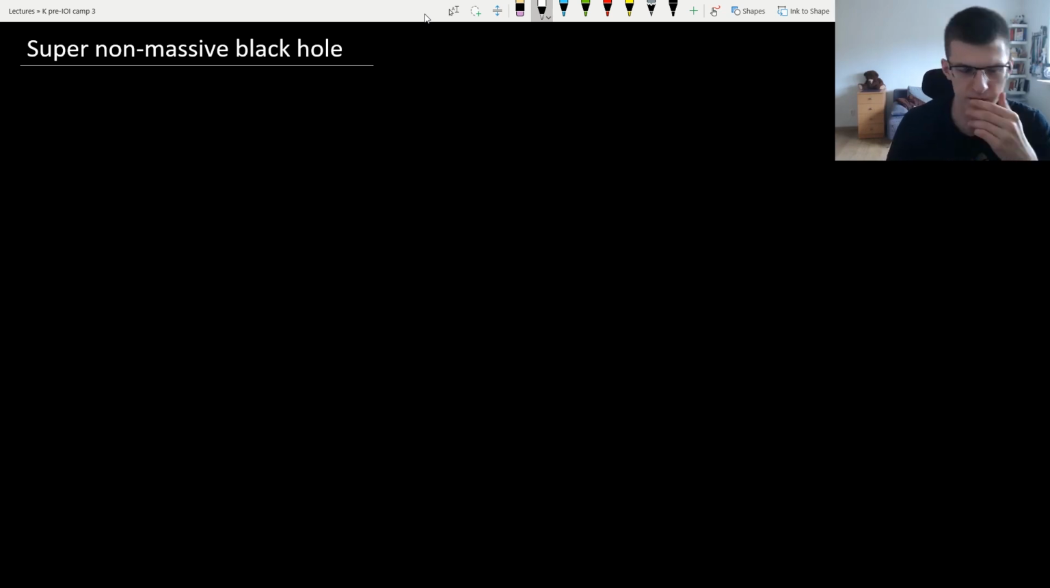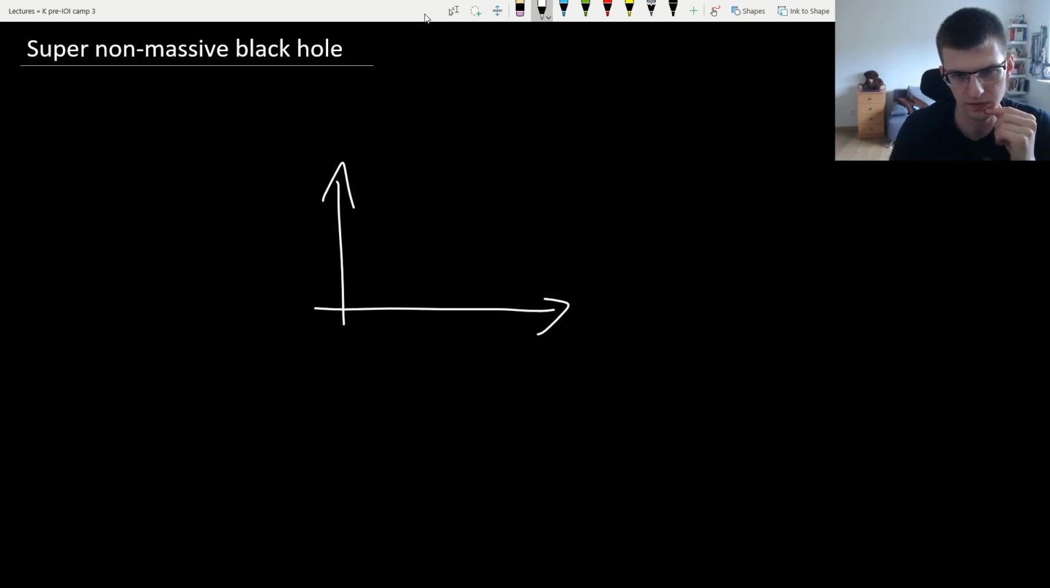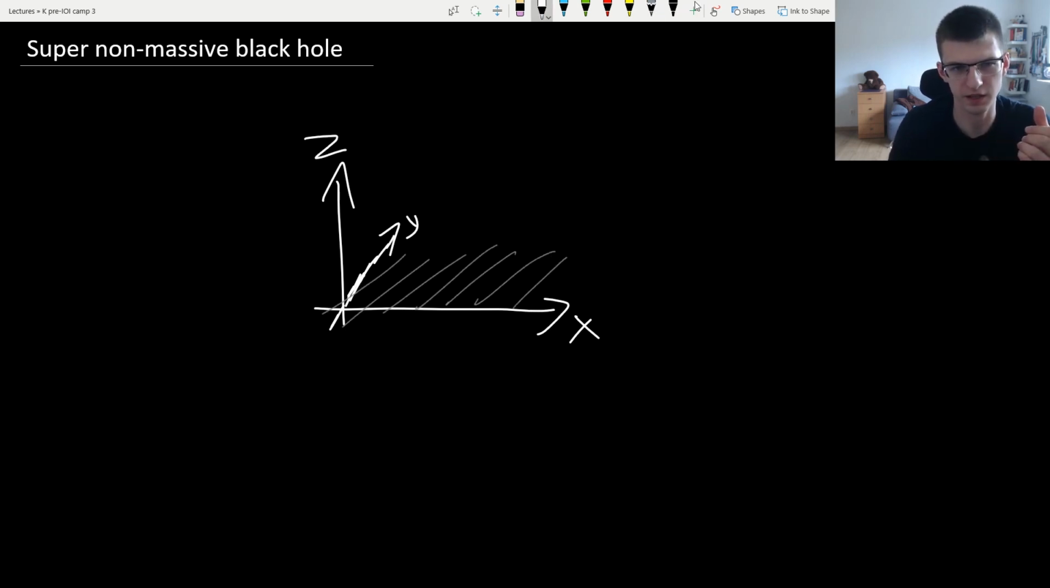I will try drawing that. I'm not sure if I will succeed. This is, let's say, X, Y. This is one plane, and the height Z. So what happens for point B? That is, let's say, here.